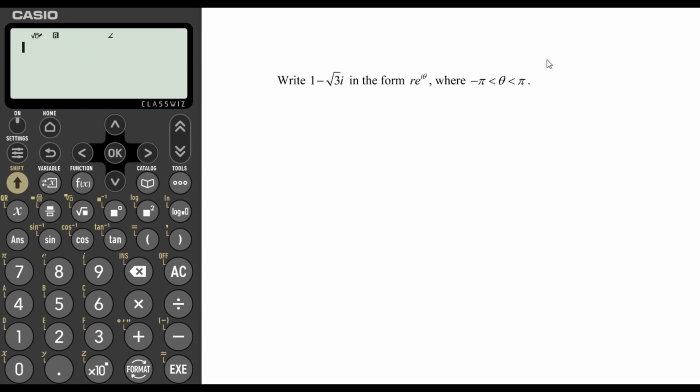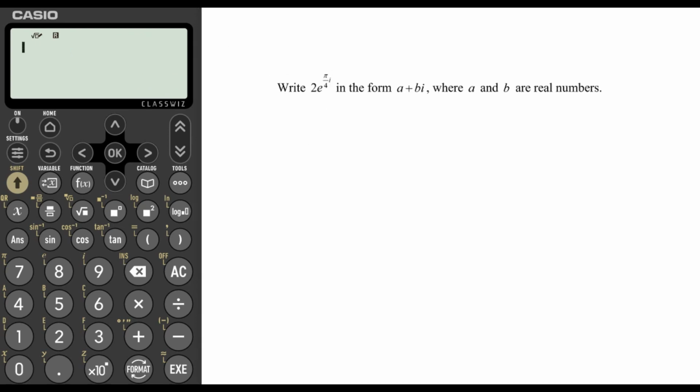You will notice now our calculator will display the answers for us in complex mode re to the i theta. Notice as well we are in radians as our argument is in radians. So if I type in the complex number 1 subtract square root 3i and press execute, our calculator tells us that r is 2 and theta is -1/3 pi. Therefore, z, our complex number, is equal to 2e to the minus pi over 3i.